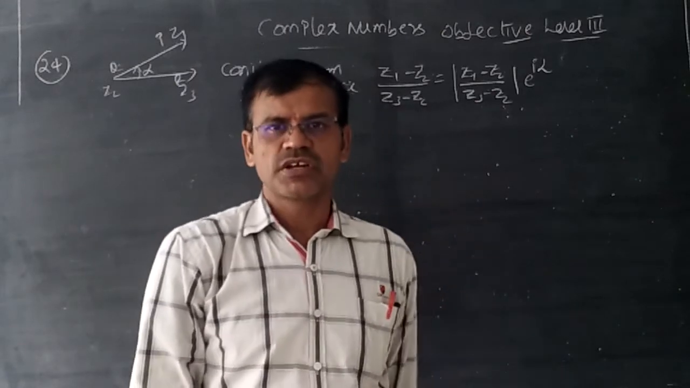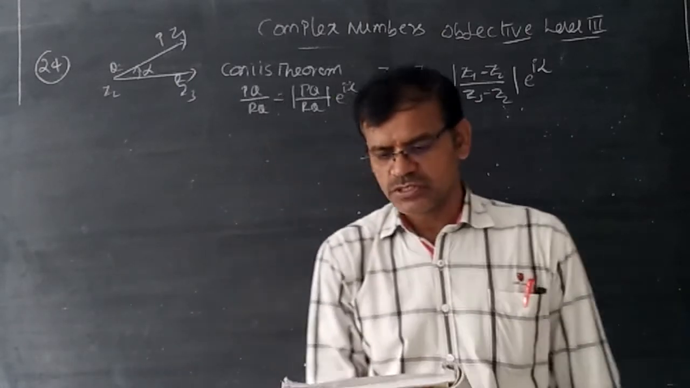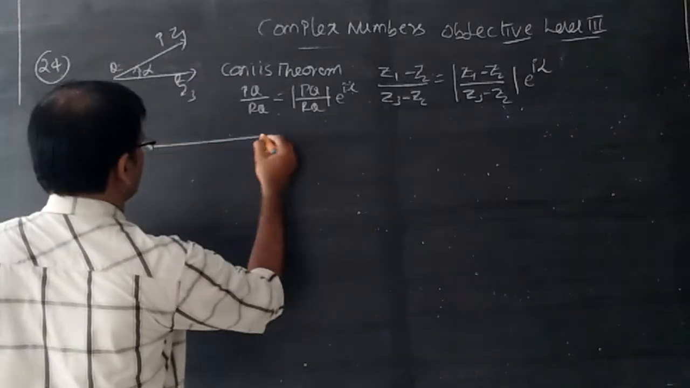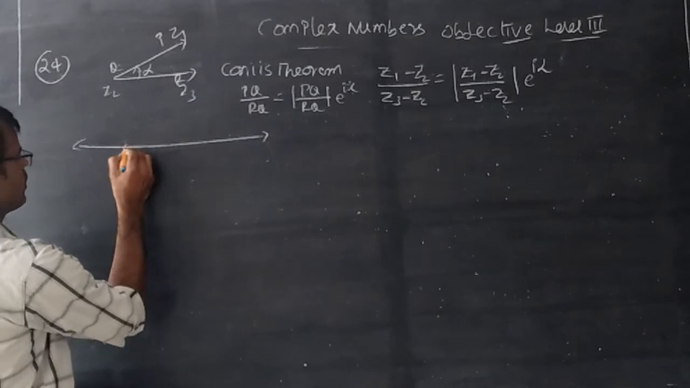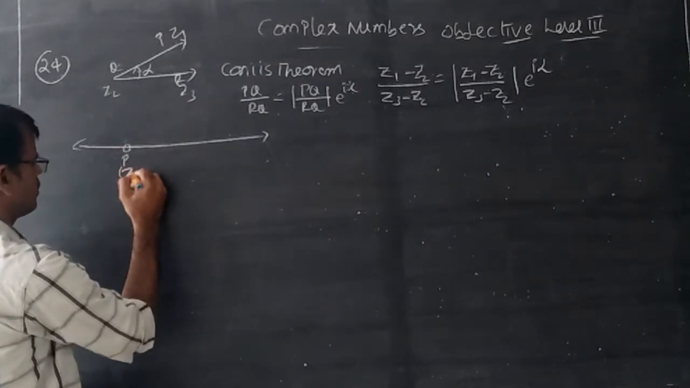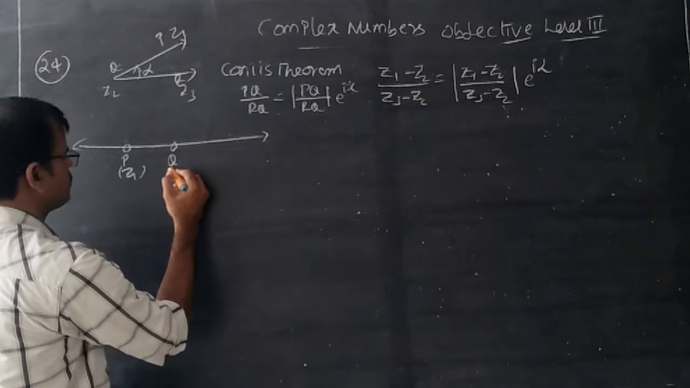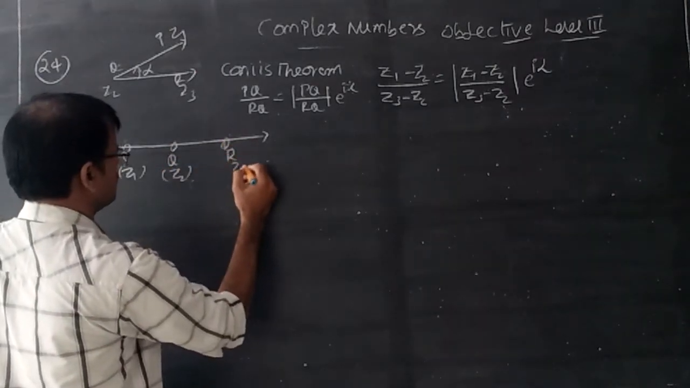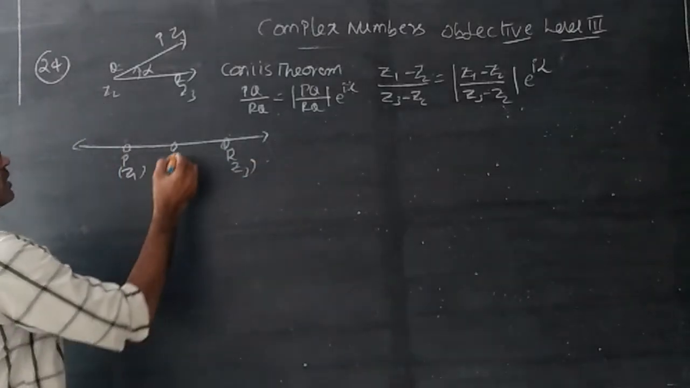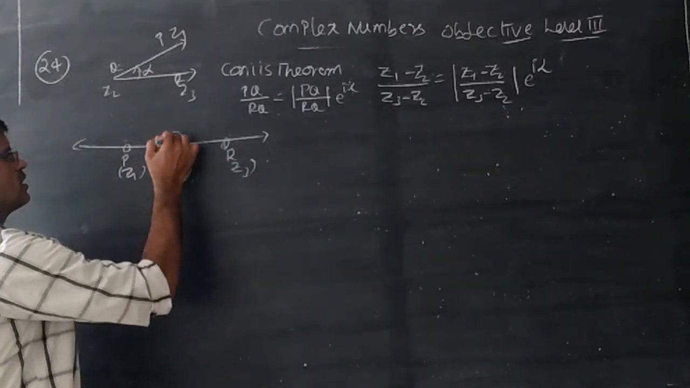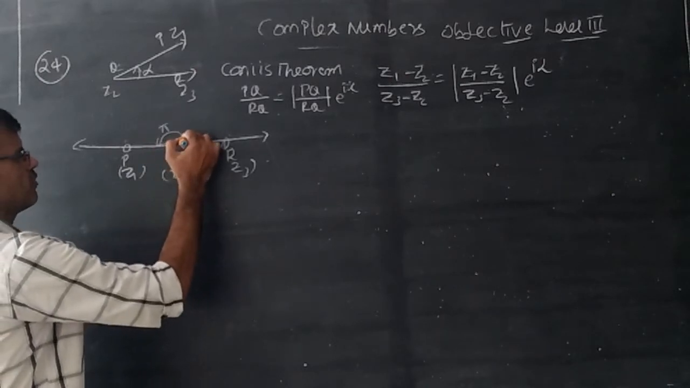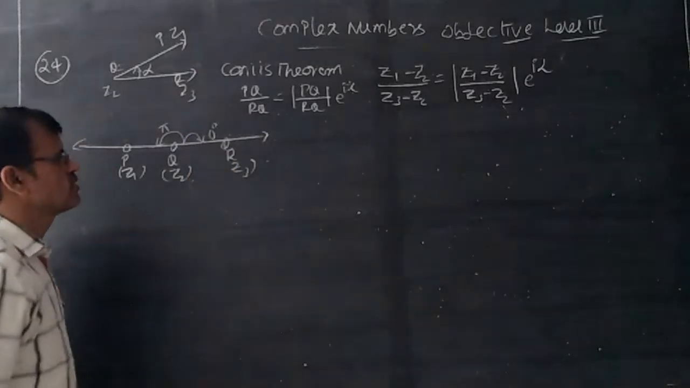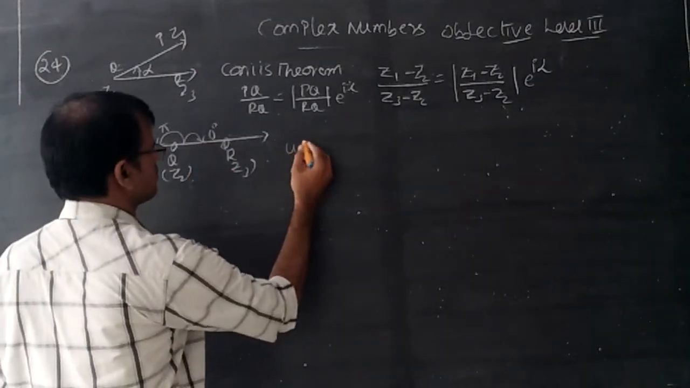The necessary and sufficient condition for the points Z1, Z2, Z3 to be collinear is that. Draw a line like this. Put the point here P, Z1. Put the point here Q, Z2. And put the point here R, Z3. Everything is collinear. If you are taking the angle here, you can apply pi. If you are taking the angle here, you can apply 0. 0 or pi, anything you can take. Now using Coni's theorem.